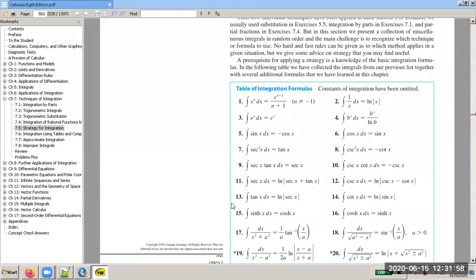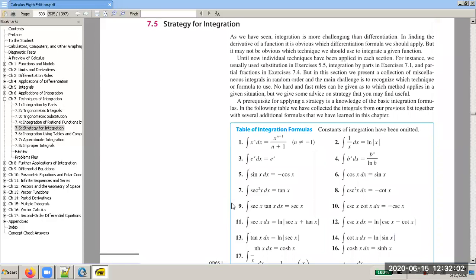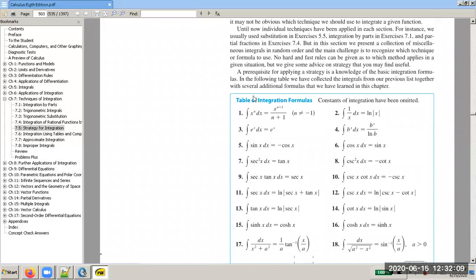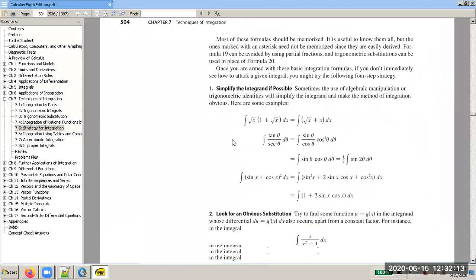The purpose of 7.5 is to talk a little bit at a high level about how you want to attack an integration problem in general. So of course, if your integral is just one of these, write down the answer and call it a day. If it's not, what should you do?